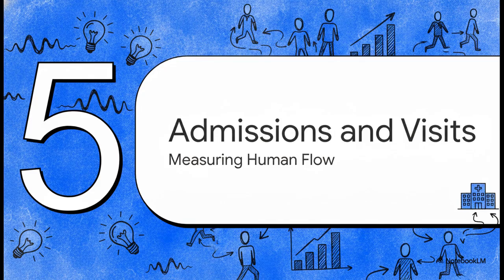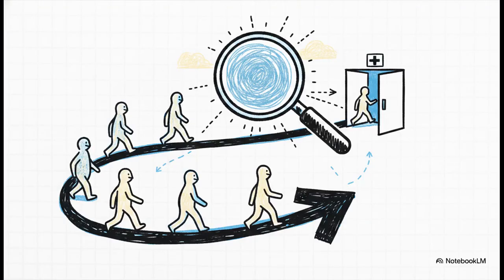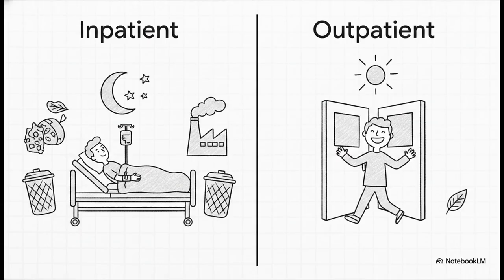Which leads us to Section 5, tracking admissions and visits, measuring human flow. Because physical capacity is really only half the story, right? An empty hospital obviously uses a lot less energy than a completely packed one. So here is our second vital signpost, straight from the framework, HCDY000.B. This metric zeroes in on the actual volume of patient care provided.